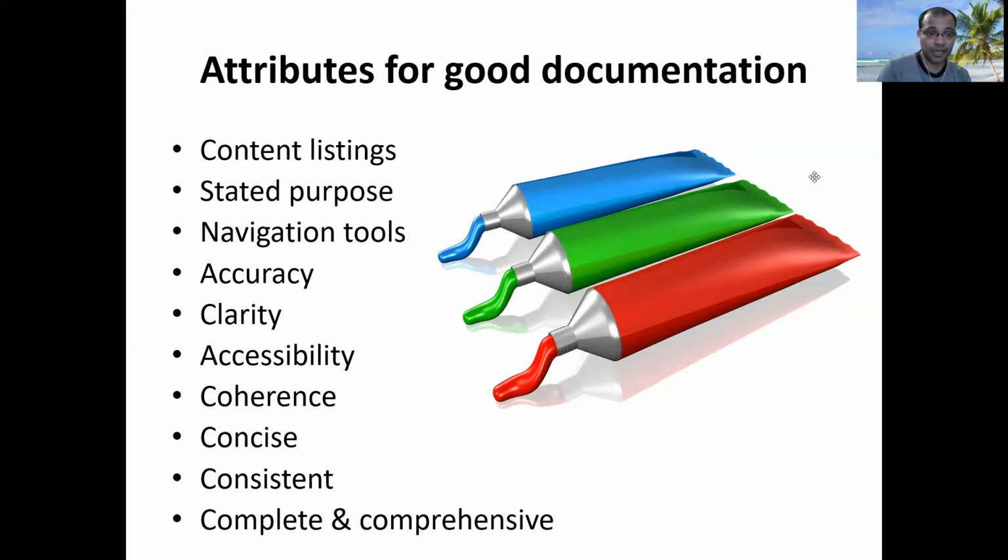Accuracy can be enhanced, clarity can be maintained. Accessibility: people can access it from elsewhere, worldwide. Coherence: whatever information is there, everything can be correlated to each other and connectivity can happen. Concise: information is more precise and easy to understand. Consistent, complete, and comprehensive. Everything will be inbuilt in that. So these are the important things.